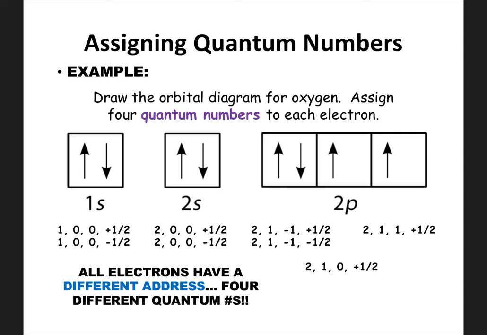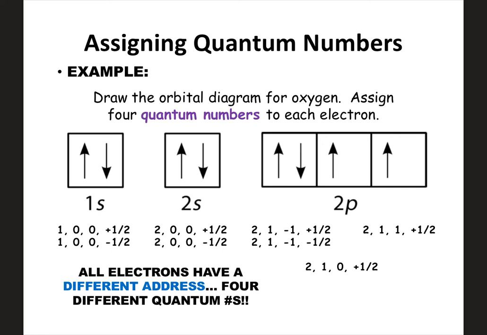It says assign 4 quantum numbers to each electron here. So every one of these arrows represents an electron, so every one of those arrows needs a set of 4 quantum numbers, and no 2 electrons should have the same 4 quantum numbers here. Okay, so I find it easier always just to start with the first electrons that you're putting in the 1s.